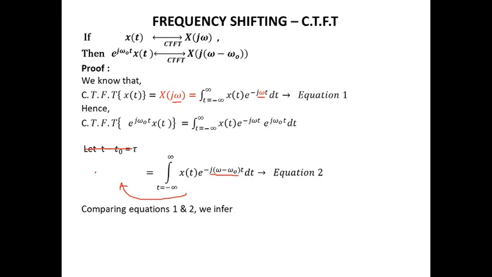On the left hand side, instead of X(jω), you will be getting X(j(ω − ω₀)). That is what we are trying to infer. So when you compare these equations 1 and 2, you can tell that the CTFT of e^(jω₀t) x(t) is equal to X(j(ω − ω₀)). This is called frequency shifting.